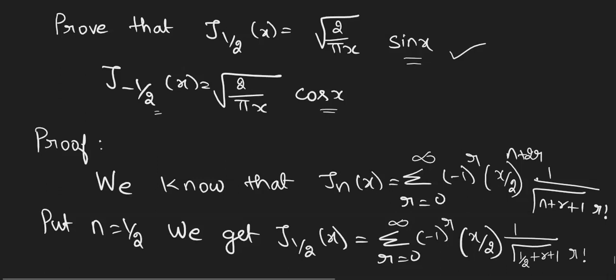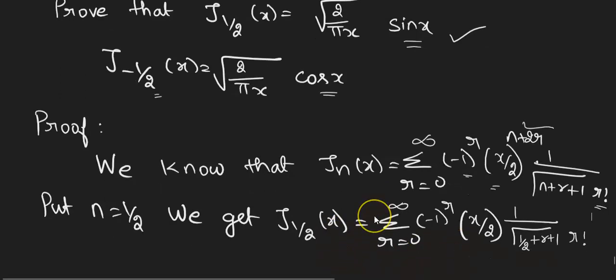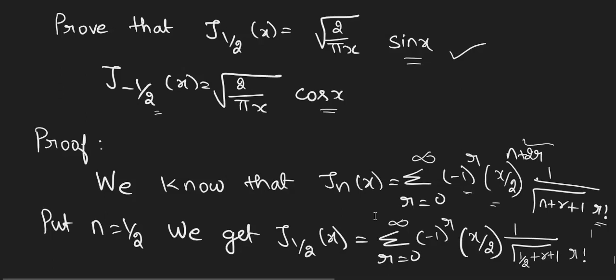Already we know that J_n of x is equal to the summation from r equal to 0 to infinity of (minus 1) power r, (x by 2) power n plus 2r, into 1 by gamma of n plus r plus 1 into r factorial. This is the formula that we have already studied, and we got the solution from the Bessel's differential equation proof. So J_n of x we know.